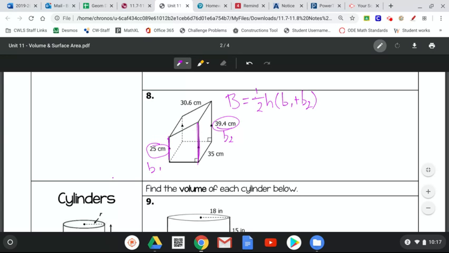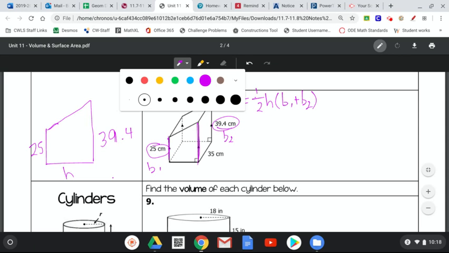Okay, so I'm just going to redraw the figure over here so you guys kind of understand what we're looking at. All right, so we have 25 right here. We have 39.4 right here. And then our height is going to be right there. Okay, it's a right angle. Now, this is what you do if they give you the two bases and you can't find the height.